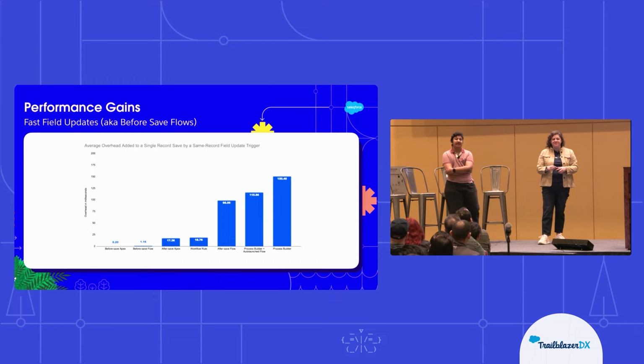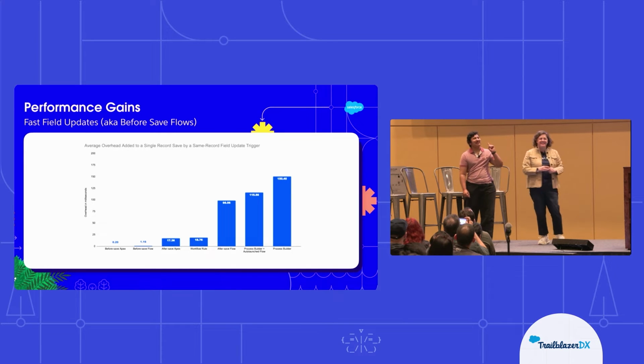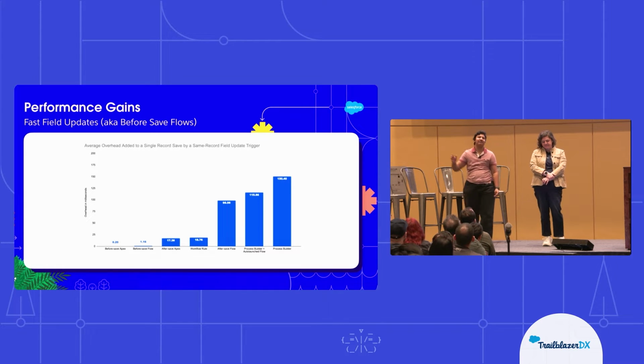Yeah, so we actually did performance testing on exactly what Diana said, and we compared all the different tools that we have within the Salesforce automation ecosystem. And you can see on the left-hand side the couple of columns that have tiny, tiny lines. Those are Apex and flows, and before save flows in specific. And on the right-hand side of the graph, you can see that Process Builder takes about 150 milliseconds more than before save flows. And just to clarify, before save flows and fast field updates are exactly the same thing.